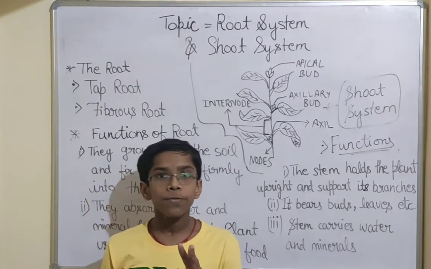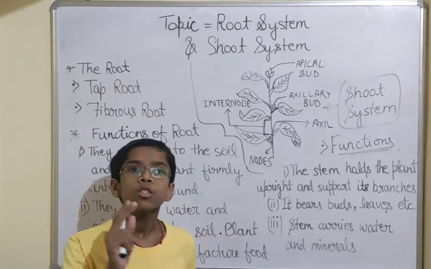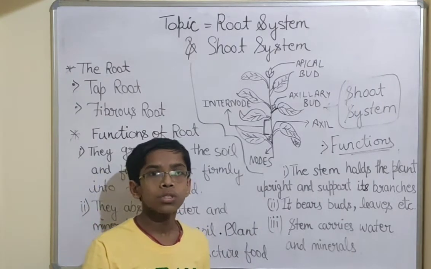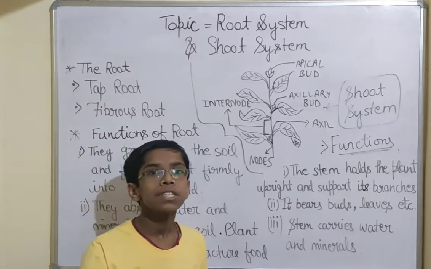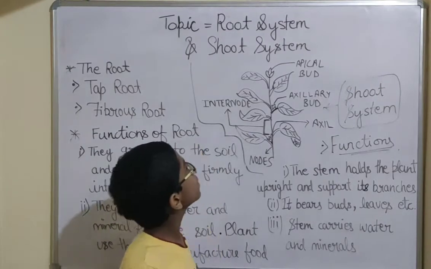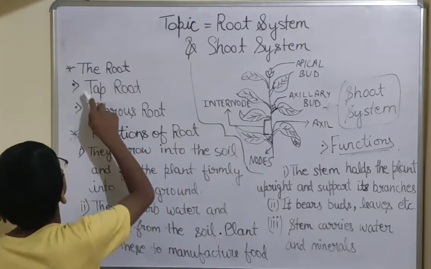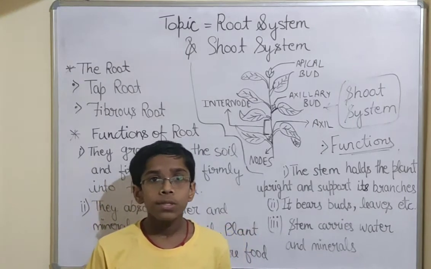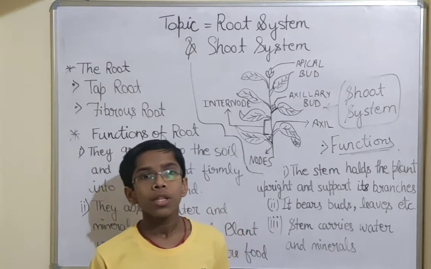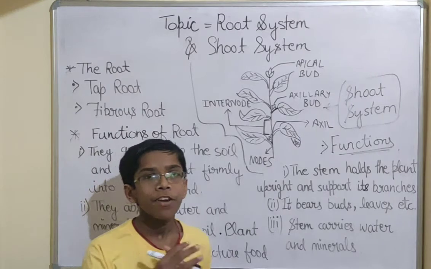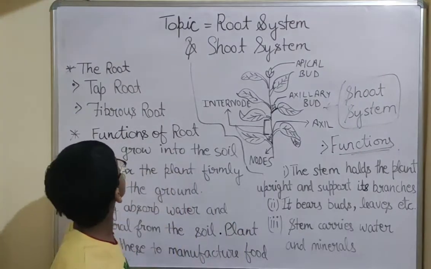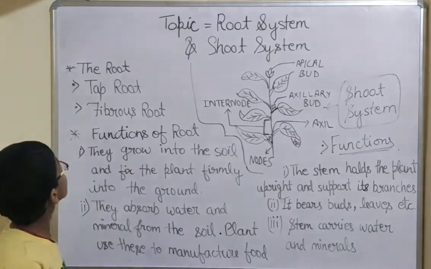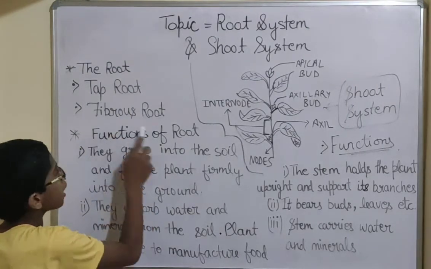So there are two types of systems, root system and shoot system. The root system is the system which is below the ground, and the shoot system is the system which is above the ground. Okay, so we are going to discuss the root. There are different types of roots. There are mainly two types of roots. These are known as taproot and fibrous root. We will be discussing the functions of the roots also. So now we will be discussing the taproot and fibrous root.